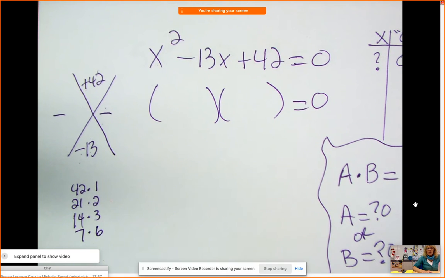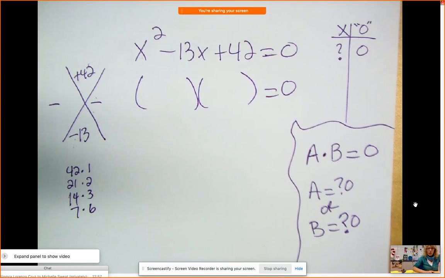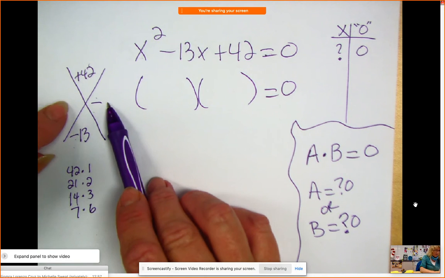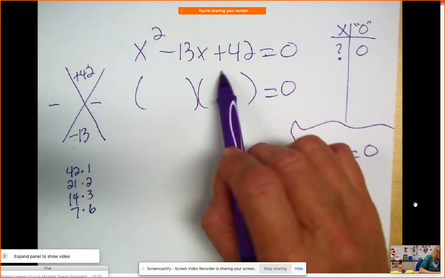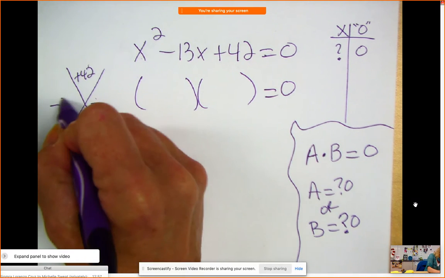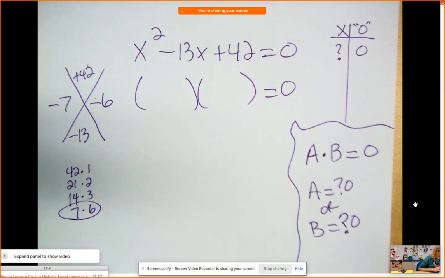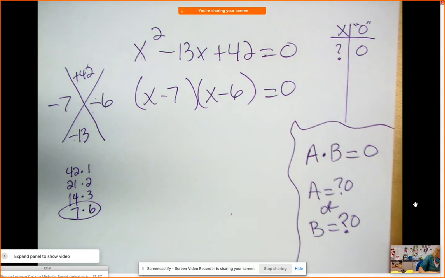Today, you're going to have a challenge question to leave class a little bit early and start on your homework. And I promise you, if you can't figure out these two numbers, it's because you haven't figured out a pair of numbers that multiply to give you this third number. I like 7 and 6 for this. Negative 7, negative 6. So you're going to write it x minus 7, x minus 6.